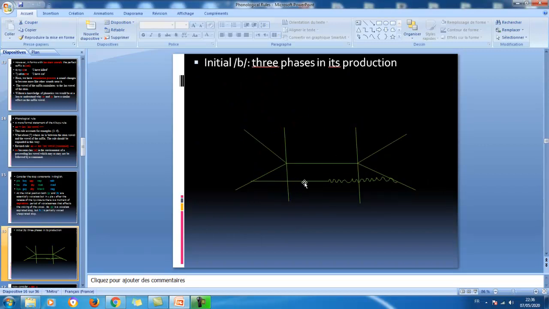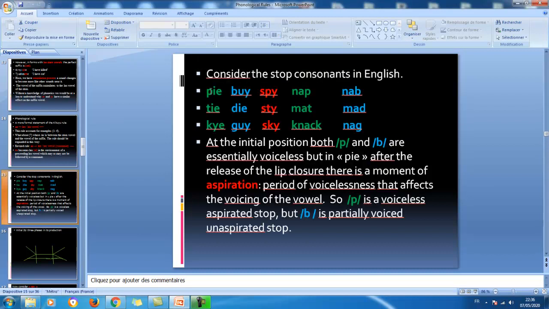The beginning of it is voiceless. Look at this straight line. We begin voicing only by the end, when we are about to finish its production. So which means that initial B is partially voiceless. Now it seems that it shares this feature with the initial P in pie, because P is also voiceless here. But the only difference between them is that P is aspirated.